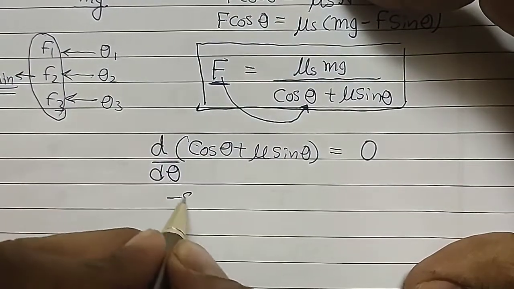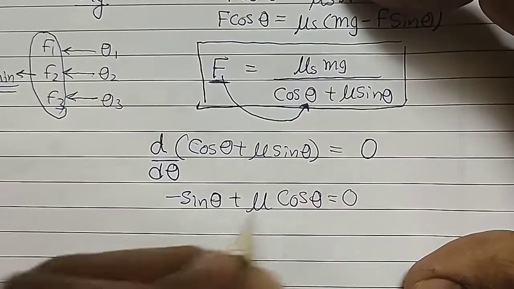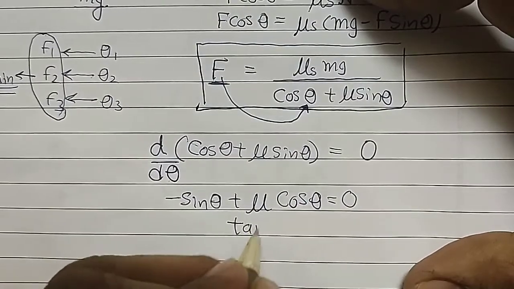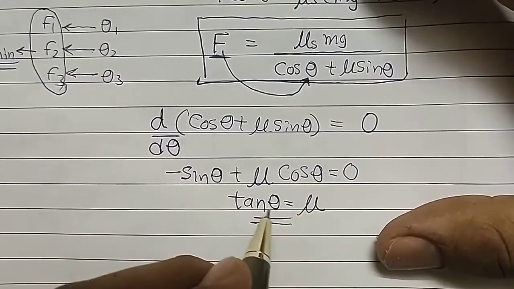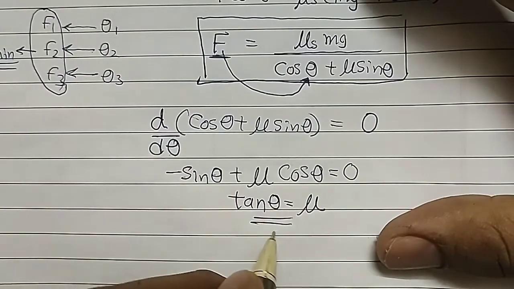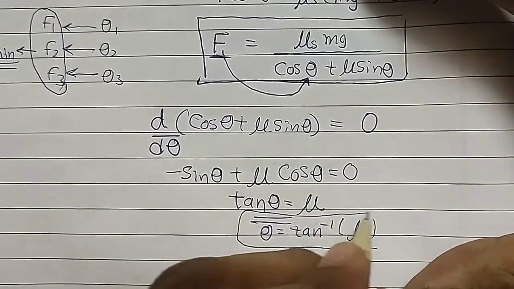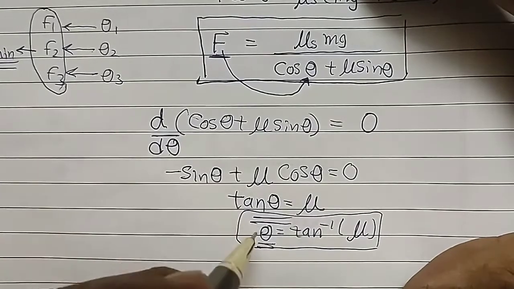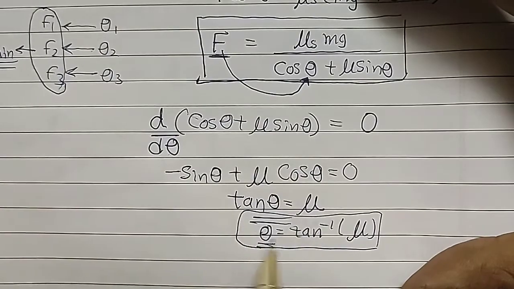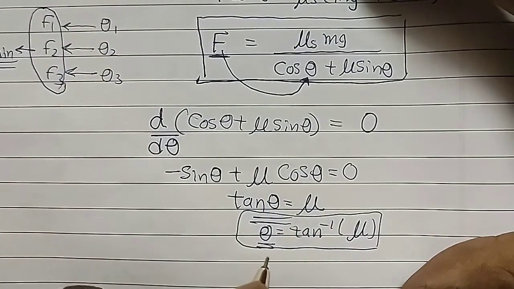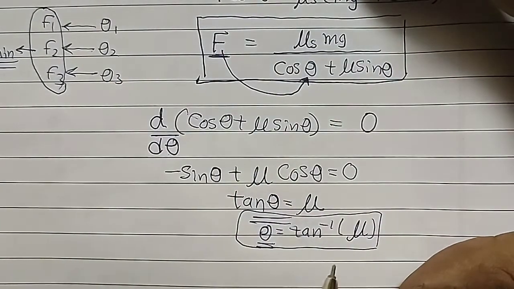So the derivative of cos theta will be minus sin theta plus mu cos theta equals 0. Please solve it. You will get tan theta equals mu. Means the theta angle is equal to tan inverse of mu. When you keep this angle, when the theta angle in the diagram is this much, at that time the force will become really minimum. Minimum force will occur when theta is tan inverse of mu.